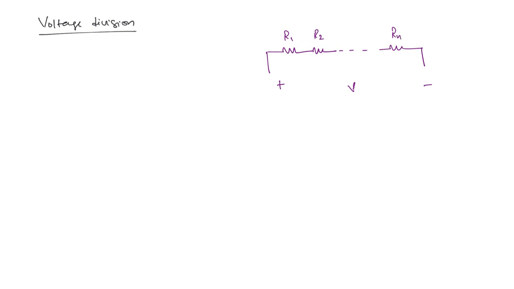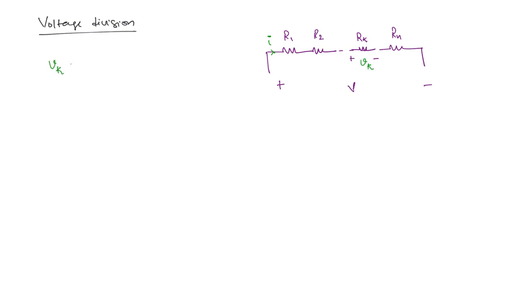Then how will you find out the voltage across any particular resistance? For example, if you take some resistor Rk here, what is the voltage across this, given the resistors and the total voltage across this branch? How will you find that out? You can take the current to be the same, which is I. Now what will be the voltage Vk?